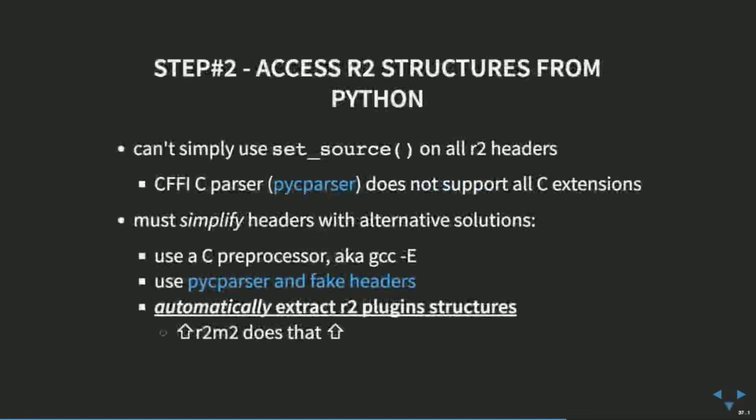Next thing I did was to try to access R2 structs from Python. Indeed, it was not the best choice because there are many limitations. The first one being that the CFFI C parser does not support all of the C extensions. So from time to time, you won't be able to parse include files, and you won't be able to get the R2 structures from your software.